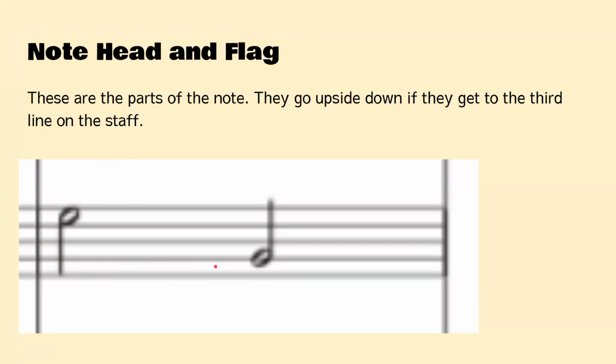So you need to know that it goes upside down if it goes past the third line on any clef. So see how we have this flag going up and the head is lower for this note. If this was treble clef, that would be G. But if it goes past this middle part, then it's upside down. And notice how the flag is to the left right there, but when it's like that, it's to the right. So you need to know that so that you can draw it right.